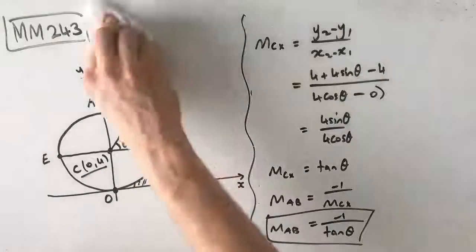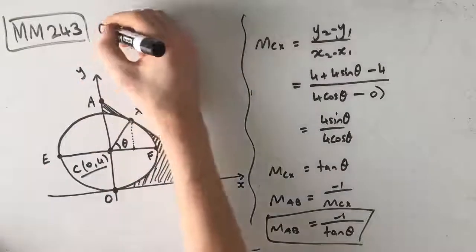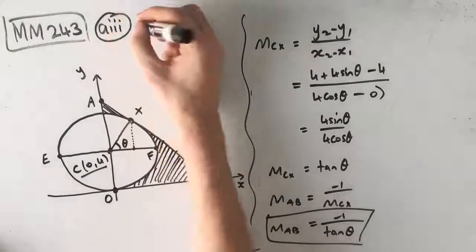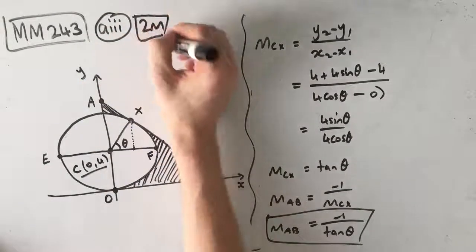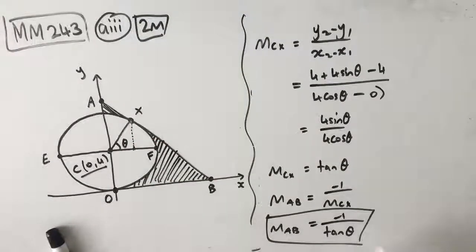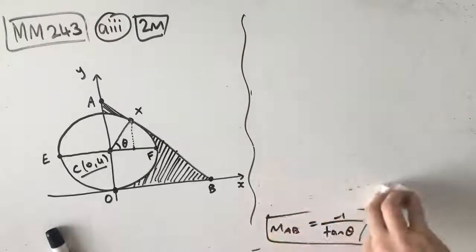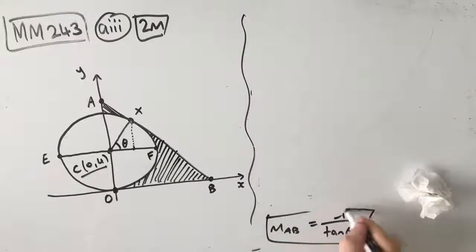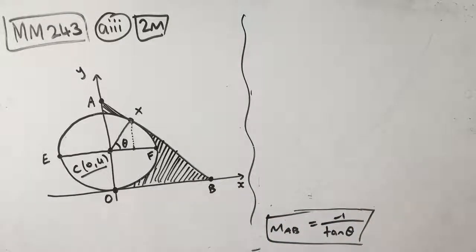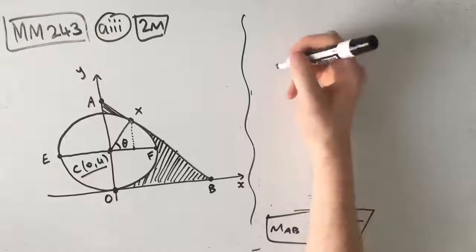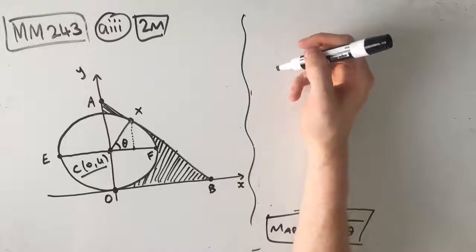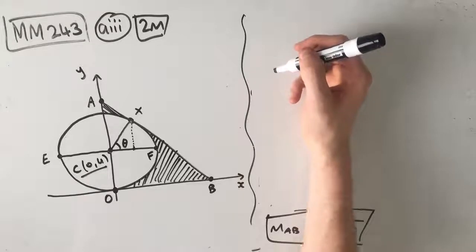Before we move on to part B though, let's do part A(ii), which is 2 marks. There's a fair bit of working in this, but I'm not going to show the full working in this video, just to make it easy on you guys. But if you want to check out the working, just check out the worked solution that you are able to access. So our question asks us, find the equation of the line AB.